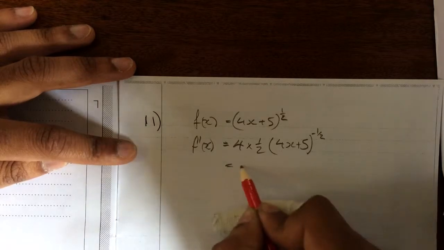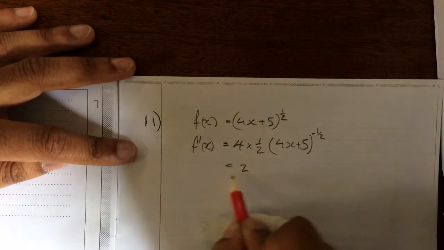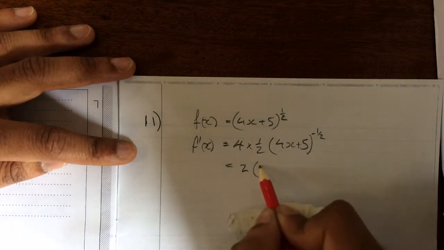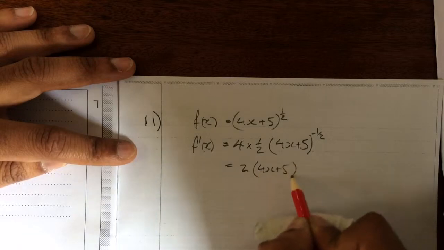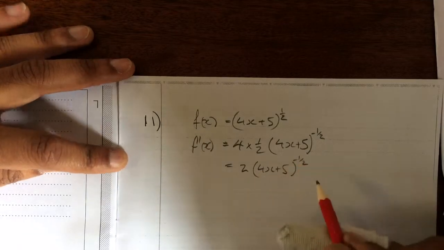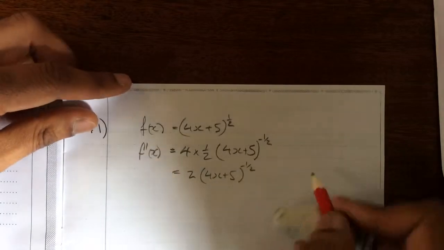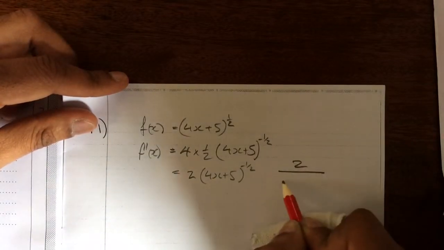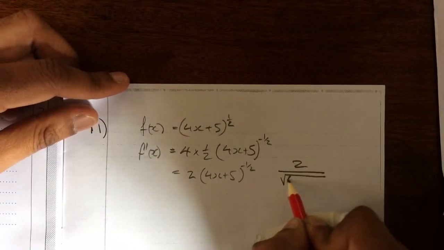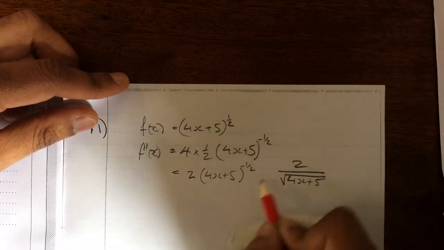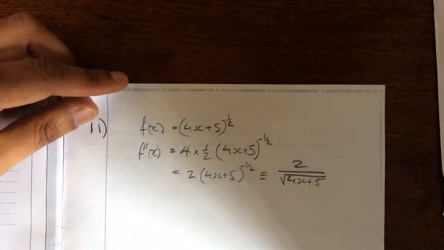So that's equal to 2, and then I'm going to write 4x plus 5 to the power of minus a half. I could write it like this: 2 over the square root of 4x plus 5. Both are the same. It's equivalent to that.